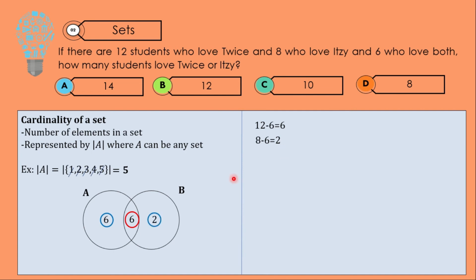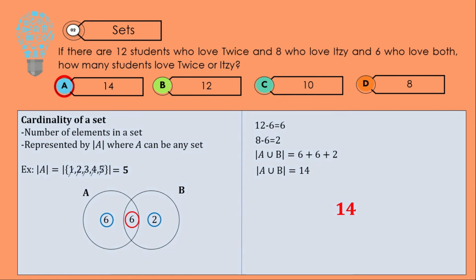Now since we have the number of students who love TWICE alone, who love EXO-C alone, and who love both EXO-C and TWICE, we can simply add these three numbers to find the cardinality of A union B, which is the total number of students who love TWICE or EXO-C. So we have 14. Our answer is letter A.